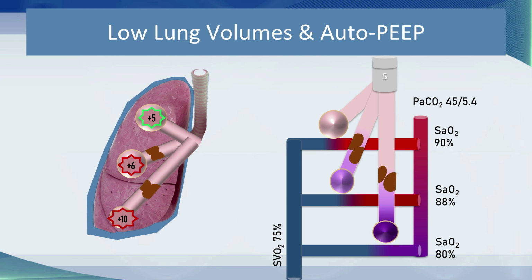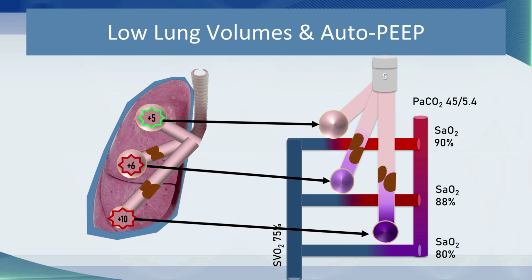You'll notice that this patient is receiving 5 centimeters of water of PEEP. The anterior lung unit is open to the airways, and the end expiratory pressure is plus 5 centimeters of water. The blood arising from this lung unit is well oxygenated. The second lung unit is obstructed due to junk in the airway or dynamic airway collapse, and there is gas trapped in there at plus 6 centimeters of water of auto-PEEP. Similarly, the dorsal lung unit is obstructed with 10 centimeters of water of auto-PEEP.